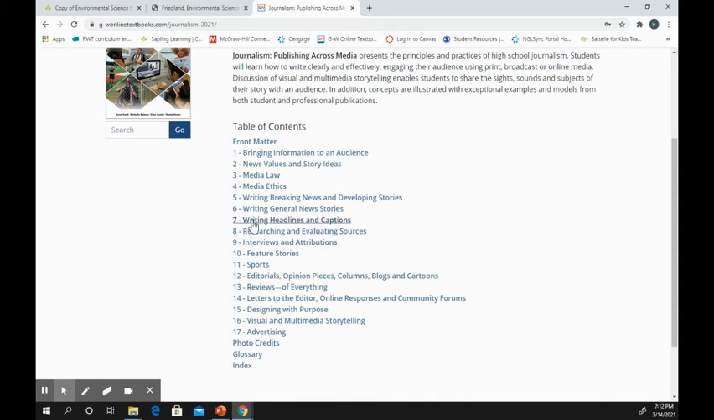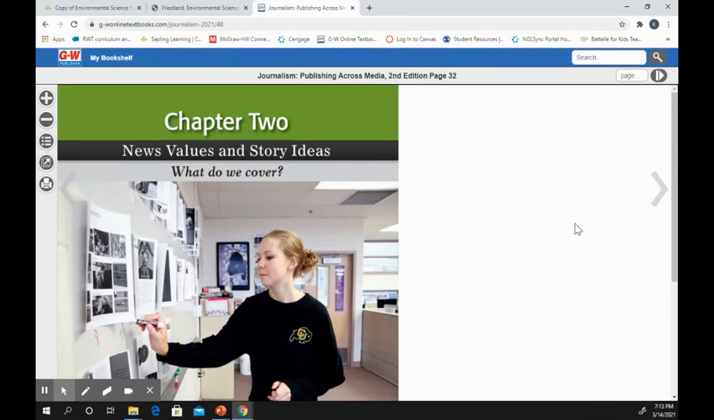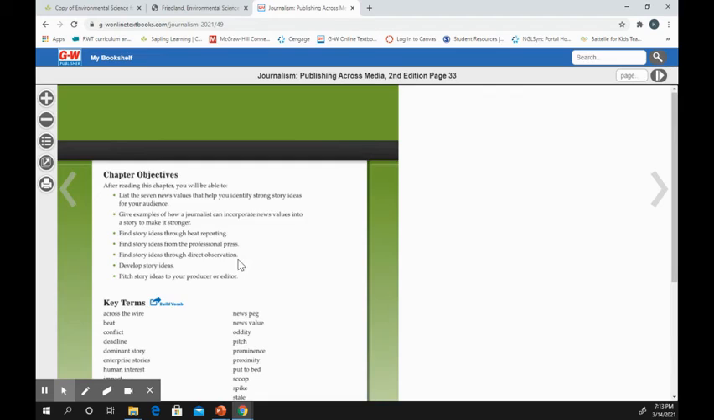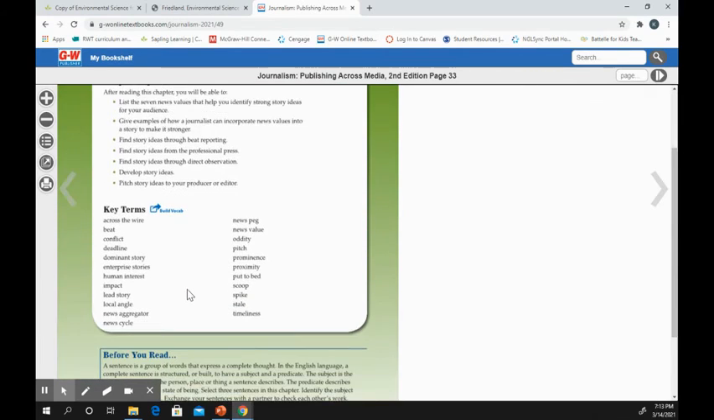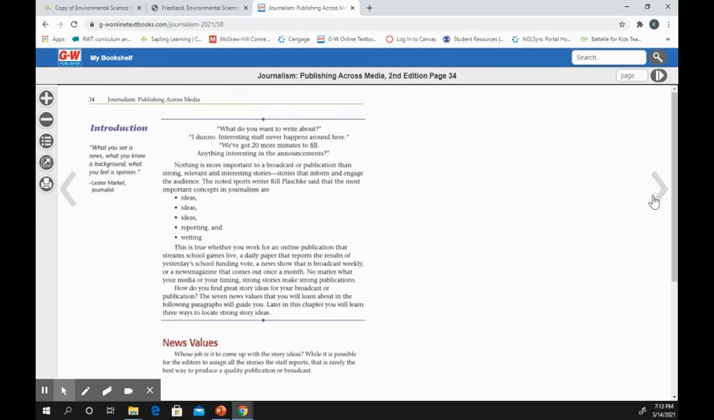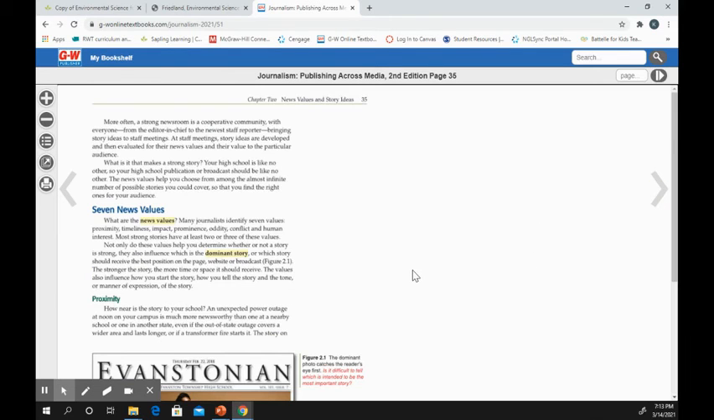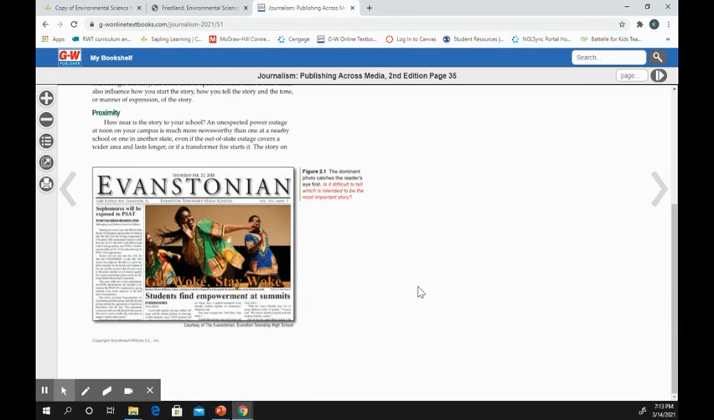Here are the table of contents of each of those chapters involved in the book. Here are some examples of the chapter. Each chapter has a list of chapter objectives, key terms, some pre-reading exercises, chance for editing opportunities, and so on.